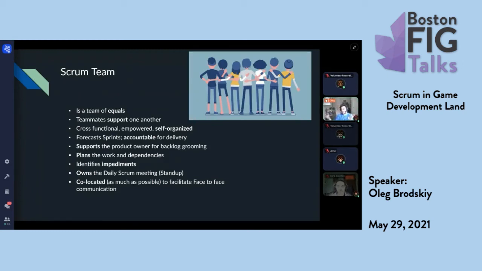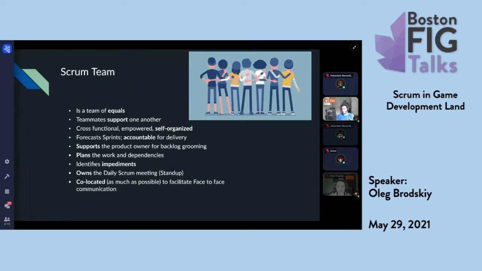Teammates support one another. This is actually a team. And the goal is that the team is cross-functional, which means that more people can do more things, empowered, so the team can make their own decisions, and self-organized. The team runs the Scrum, for example. It's their meeting. The Scrum Master can facilitate it, but it's not their thing at the end of the day. We talked about it. They're forecasting the sprints, and therefore they're accountable for the delivery.